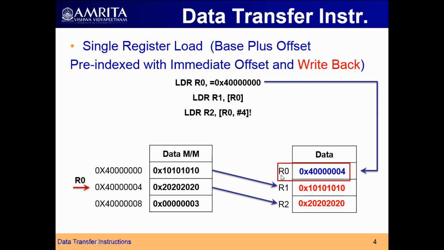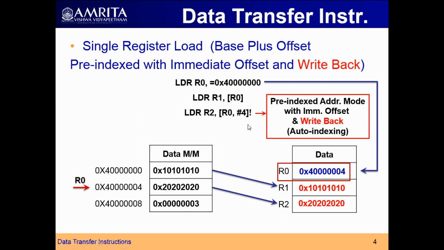So you can see that the R0 address is updated. What is this known as? This already comes under base plus offset addressing. That is why I am not writing it separately here, because whenever a base address and an offset are there, it comes under base plus offset addressing. And what type of indexing does it have? Again, it is pre-indexing, because the incrementing or indexing was done before performing the load. And what type of offset value do you have? An immediate offset value.